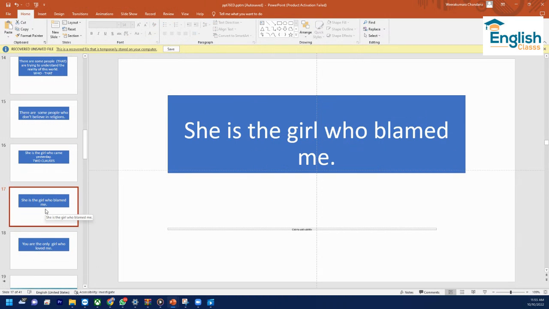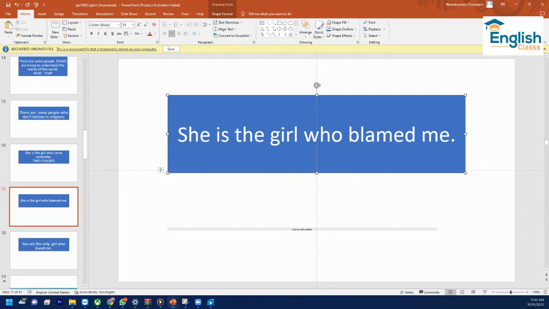Next example, she is the girl who blamed me. There are two clauses here. The main clause is she is the girl, and the relative clause is who blamed me. By using the relative clause, we give more information about the girl. We can give more information about the main clause by using the relative clause.